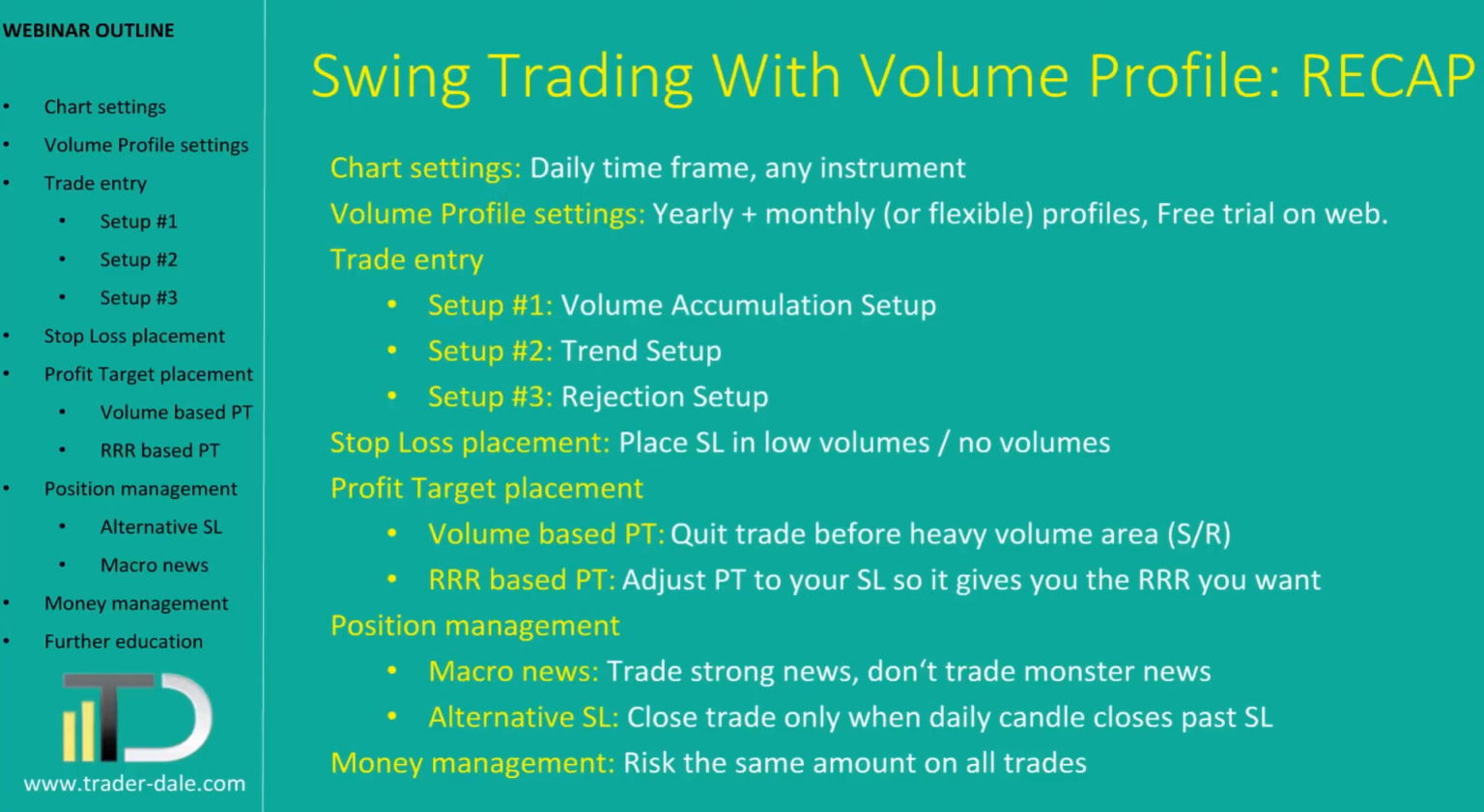The next thing we covered was the stop loss placement. The main message was that you place your stop loss in low volume areas or into no volume areas. Then we went into profit target placement. There were two options how you can place your profit target. You can either base it on volumes, which means that you quit your trade before it reaches heavy volume areas, which are strong support or resistance zones, or you can base your profit target on the risk-reward ratio you want to maintain. So you adjust your profit target to your stop loss, so it gives you the risk-reward ratio which you want. Then we talked about position management.